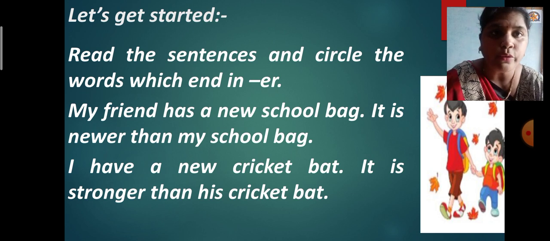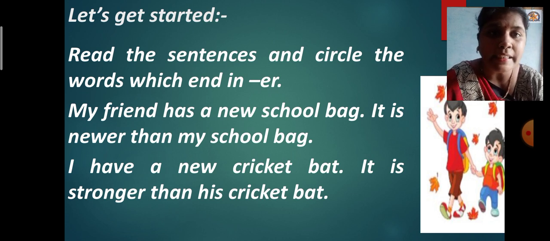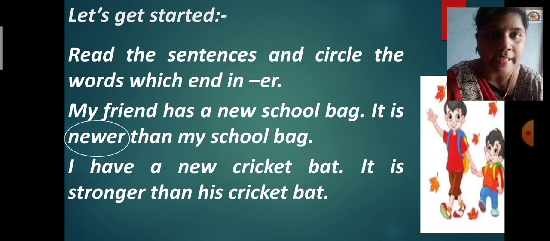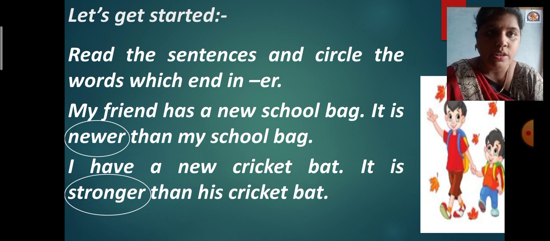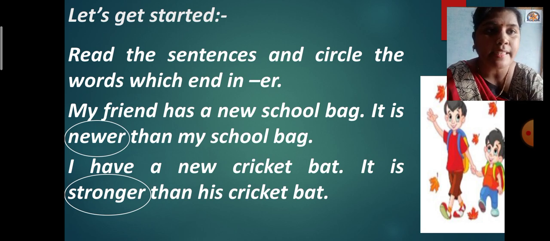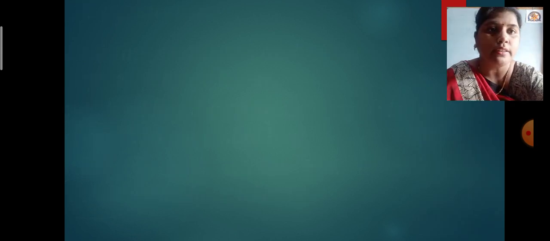So what we have to do is read the sentences and circle the words which end in er. Now find the words in these two sentences whose ending spelling is er. See, newer in the first sentence and stronger in the second sentence. I have circled these two words. You also have to circle them. Let us see the next part. I hope you understood the comparison.